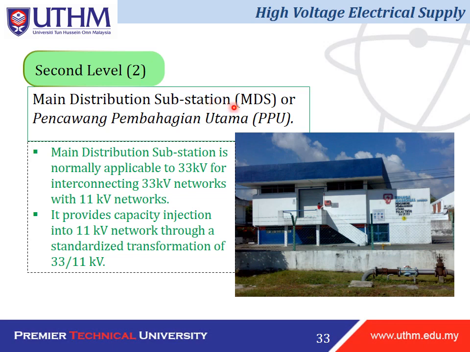And then the second level is the main distribution substation MDS or Pencawang Pembahagian Utama PPU. So this is the example of MDS or PPU. Main distribution substation is normally applicable to 33 kV for interconnecting 33 kV networks with the 11 kV networks. So basically, it provides capacity injection into the 11 kV network through a standardized transformation of 33 to 11.